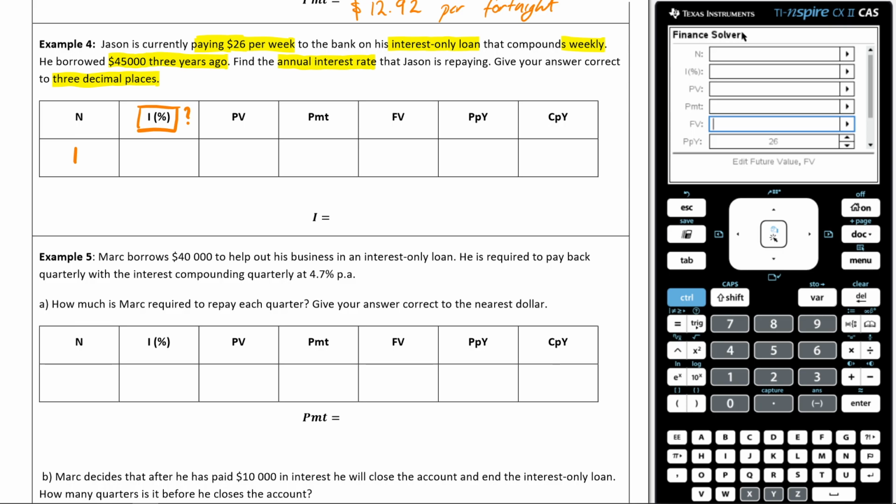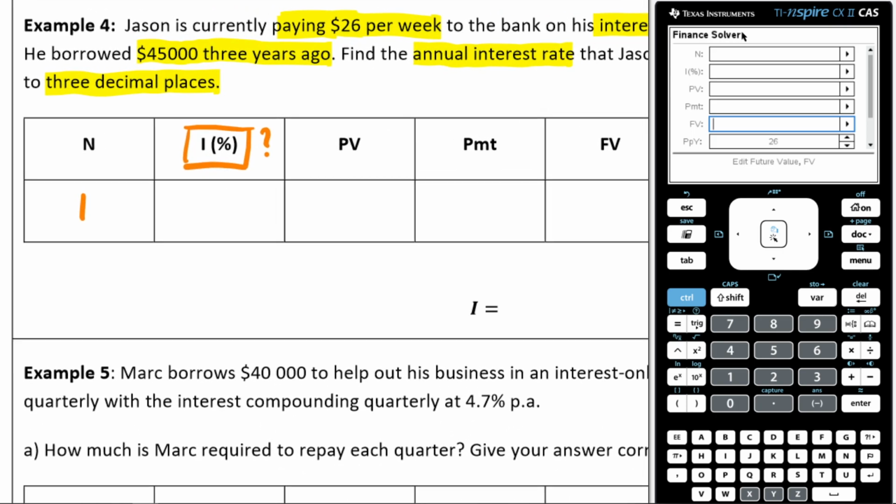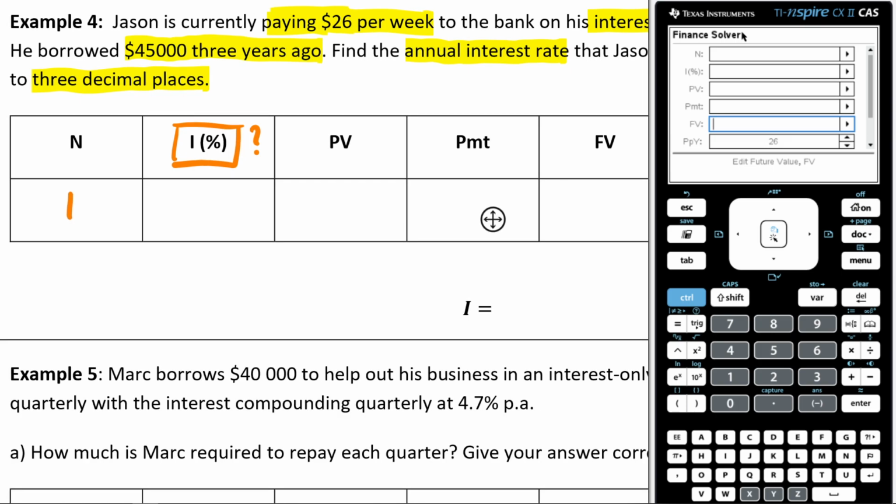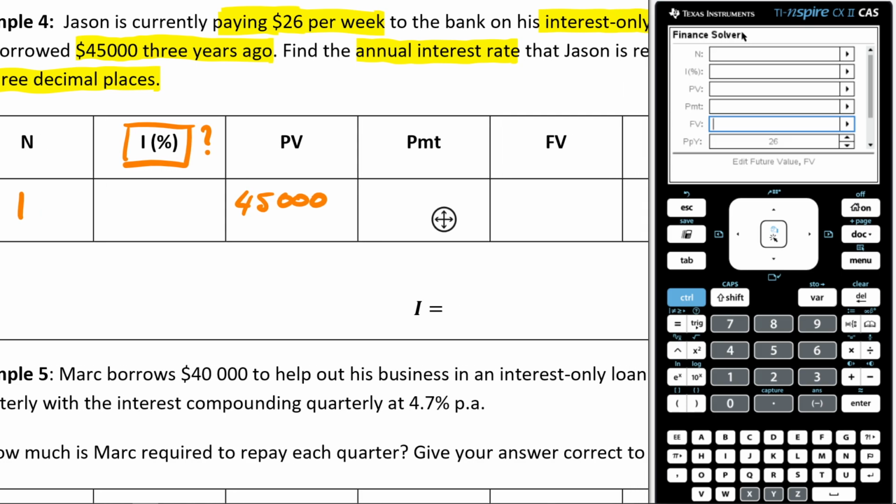What is my present value going to be? Well, that's how much I initially took out. So that's going to be $45,000. Remember, that's going to be positive because it's money in my pocket. My PMT will be negative 26. It's negative because it's money coming out of my pocket. It's the amount I'm paying each time.